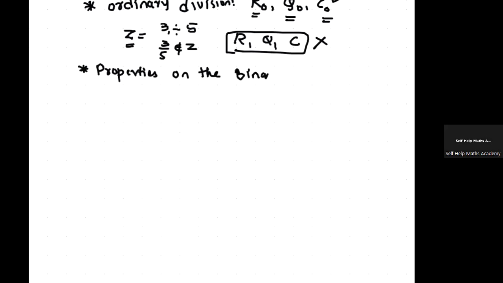On the binary operation, let's see. The first one is the commutative property. We should know about the commutative property. What is this commutative property?